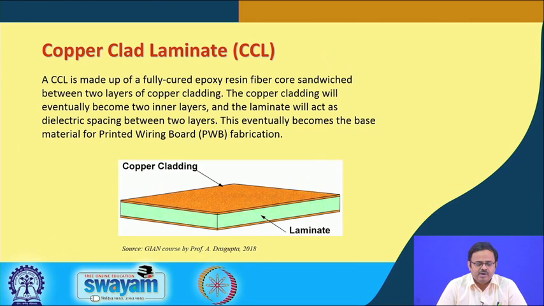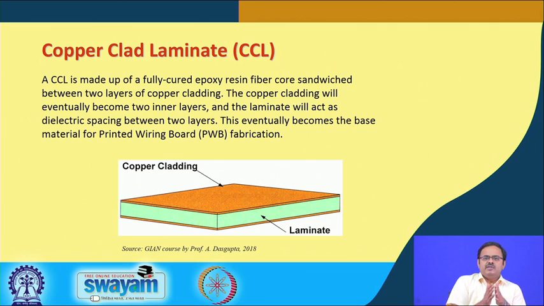The copper cladding will eventually become two inner layers, and the laminate will act as a dielectric spacing between the two layers. Eventually this copper cladding is going to become an inner layer. So, now it is continuous copper.